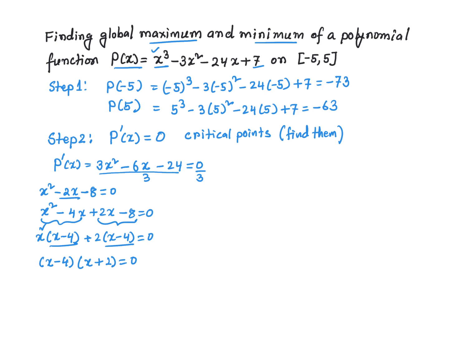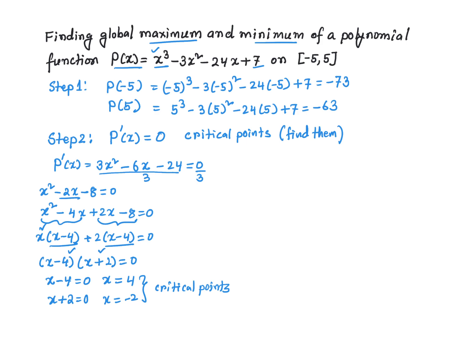So the product of two factors is 0, product of two numbers is 0. Either this one is 0 or that one is 0. So we don't know for sure. So if we assume x minus 4 is equal to 0, then I get x equal to 4. On the other hand, if x plus 2 is equal to 0, then x is equal to negative 2. So these two are critical points for this polynomial function.